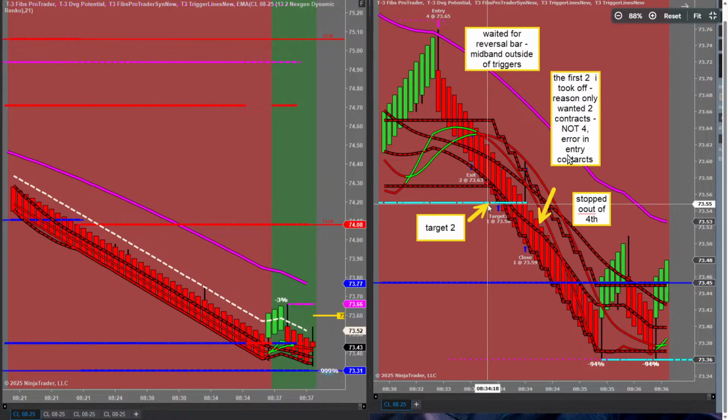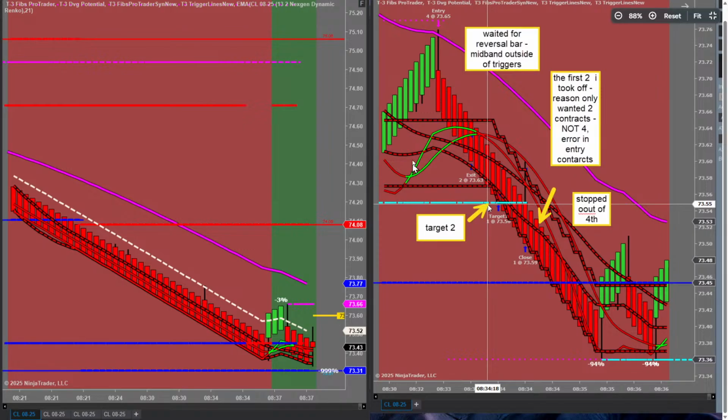Oh, you took 2 off because error in contracts. That was the first 2. That's funny because I did the same thing this morning. I opened up and took a trade on a 5 lot when I thought it was supposed to be a 2 lot. I just didn't look, and I dumped 3 of them quick.